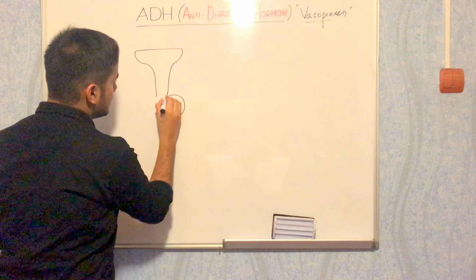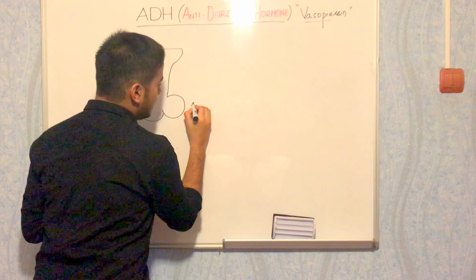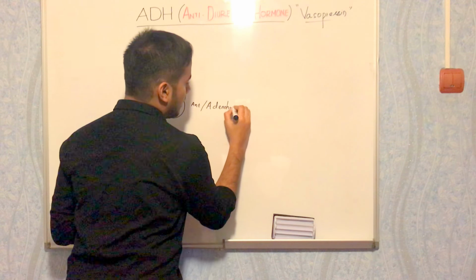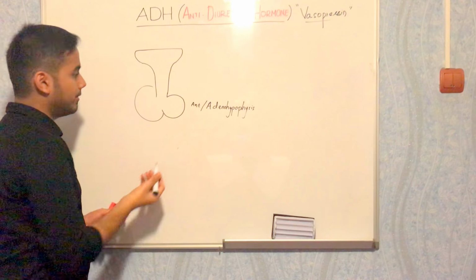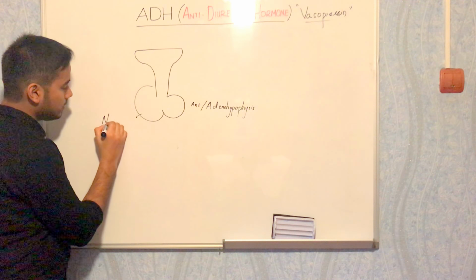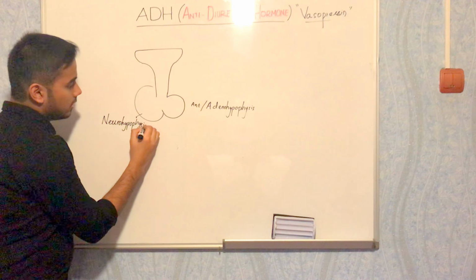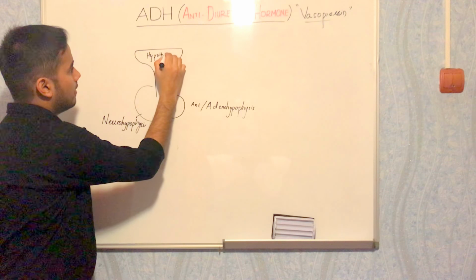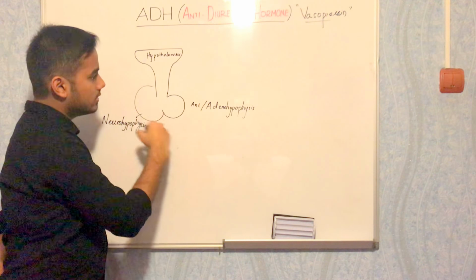There are two divisions of the pituitary. This is the anterior pituitary and this is your posterior pituitary. The anterior pituitary is also called adenohypophysis, and this one, posteriorly located, is called the posterior pituitary, also called neurohypophysis, right? Coming to the anterior pituitary, look, this is the hypothalamus. This entire thing is called the pituitary gland.